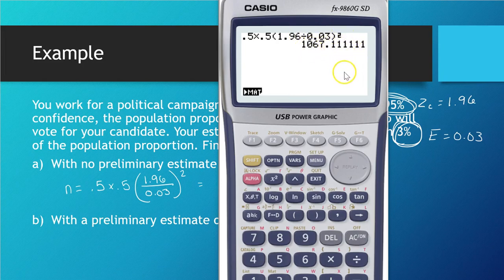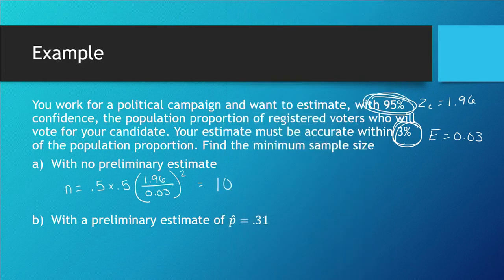Just like with our sample sizes before, we can't sample 0.11 people. So we are always going to round these numbers, and we're always going to round up. All right, I can't round down because 1067 is not enough. So I need to sample 1068 people.